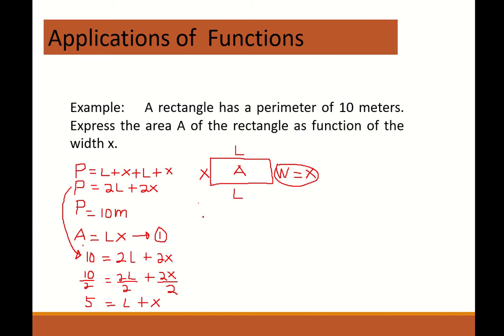Now solving for L, you just transpose x to the other side, or subtract both sides by x. So 5 minus x equal to L plus x minus x, so that is L. Therefore our L is equal to 5 minus x. Let's call this our equation 2. Then let's substitute this equation into our equation 1.